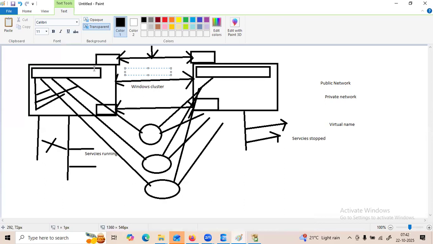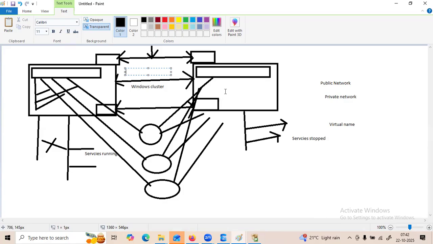This SQL Server fails over to this particular computer. At that moment, what will happen? These services will come up in a running state, and our SQL Server will be up here. So what does that mean? The SQL service at a time runs on one computer.